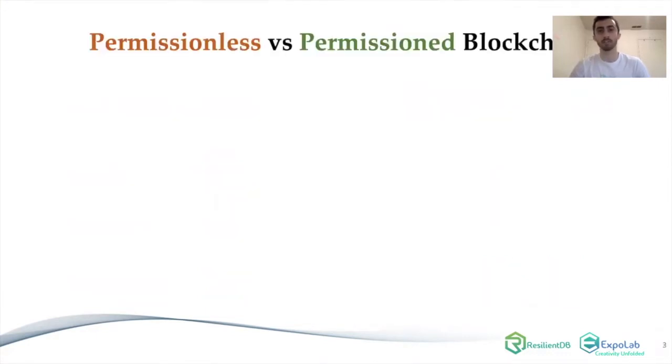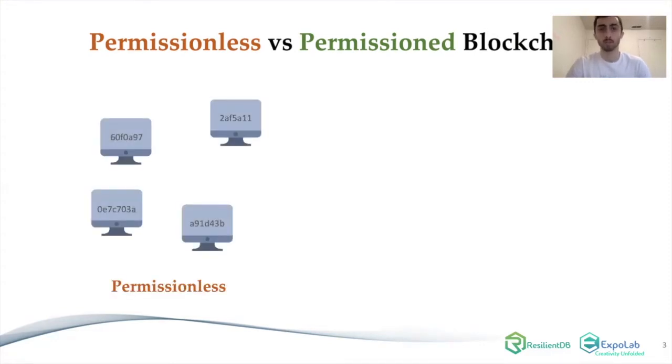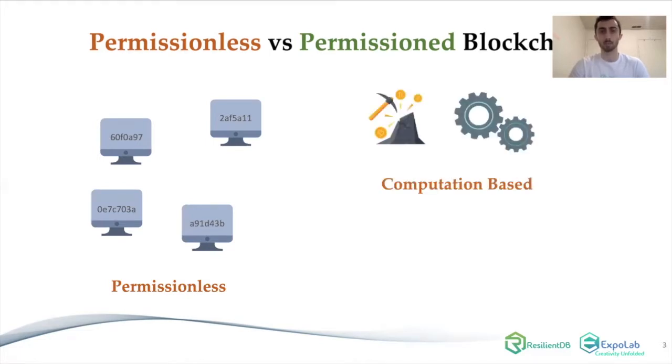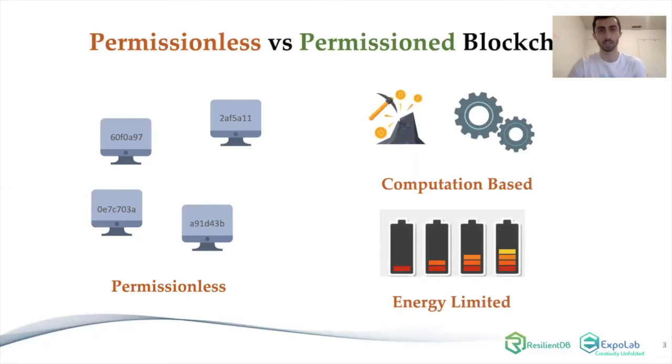Bitcoin and most cryptocurrencies are permissionless or public blockchains. There is another type of blockchain, called permissioned, that we are going to compare with permissionless or public. In a permissionless environment, the identities of nodes or replicas are hidden from each other, so they do not know the identities of the others or who is sending the transaction. They are computation based, which means they are trying to solve a mathematical puzzle, and consequently they are energy limited.